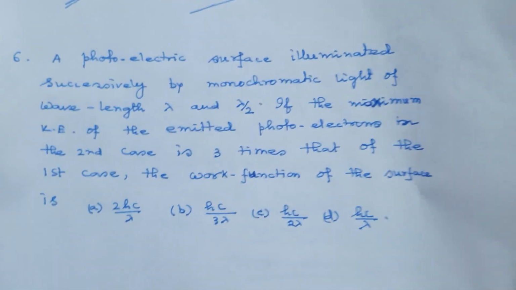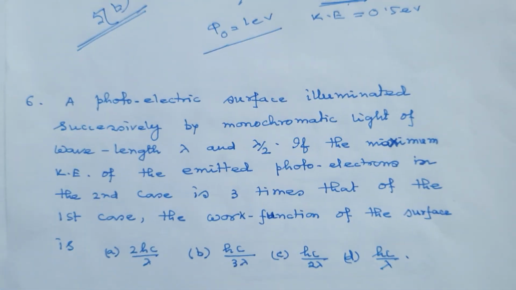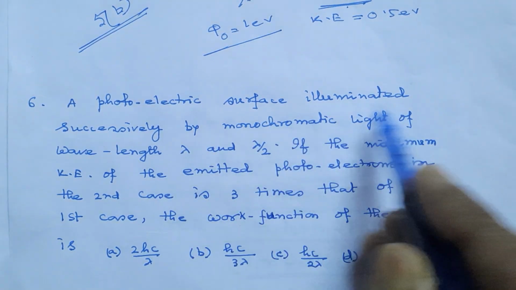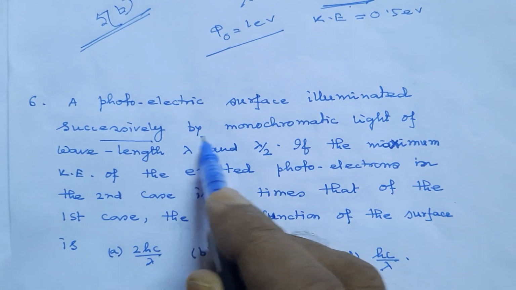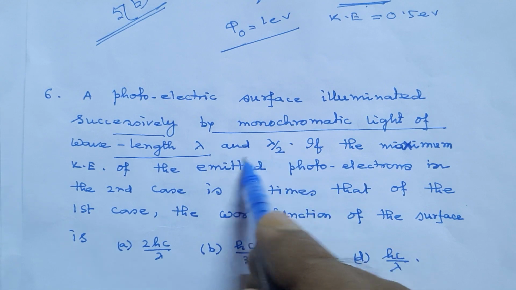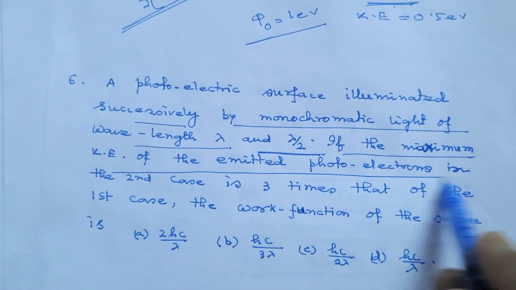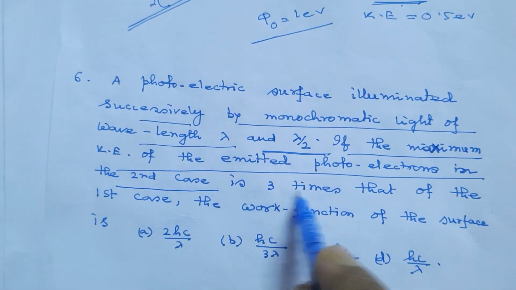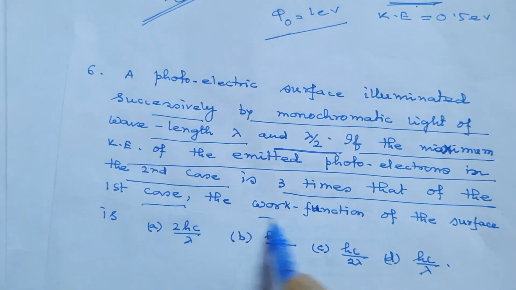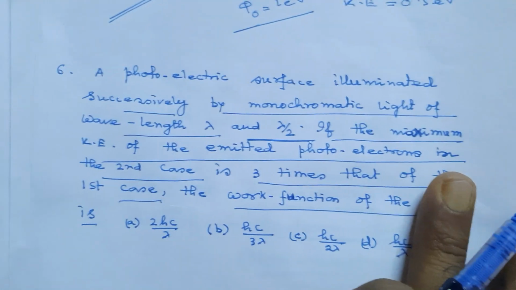Now let us see the question number 6. Let us consider the question number 6. The photoelectric surface illuminated successively by monochromatic light of wavelength lambda and lambda by 2. If the maximum kinetic energy of the emitted photoelectrons in the second case is 3 times that of the first case, the work function of the surface is.